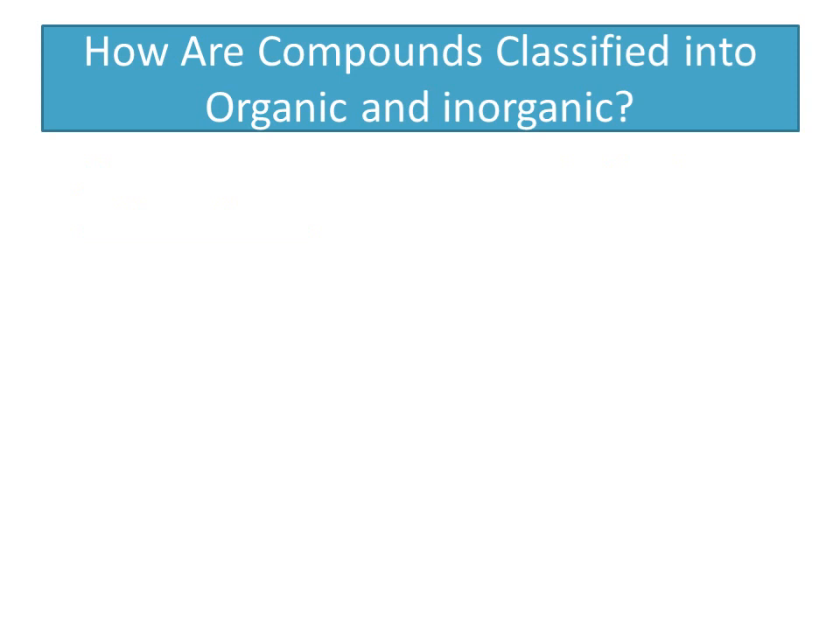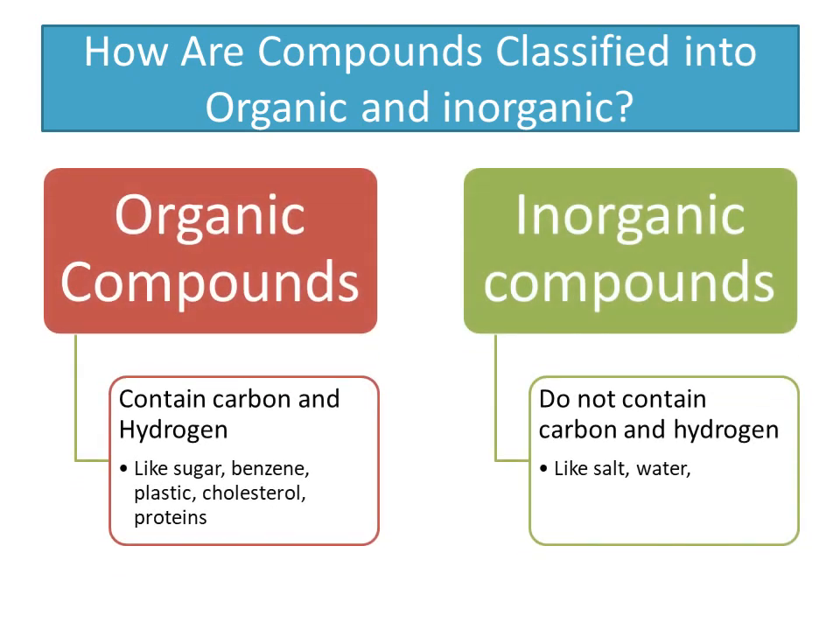What about compounds classified as organic or inorganic? Organic compounds contain carbon and hydrogen, while inorganic compounds don't contain carbon and hydrogen. The best examples for organic compounds are like sugar, the one that you eat. It has carbon, hydrogen, and oxygen. Since it has carbon and hydrogen, it means it is an organic compound. Benzene. All fuels are organic compounds. They have carbon and hydrogen alone, and we call them hydrocarbons, if you remember.